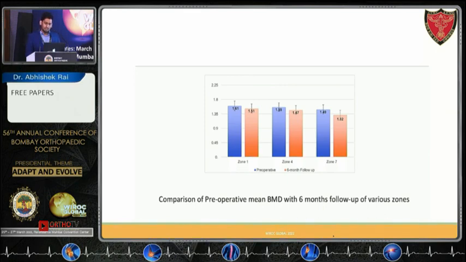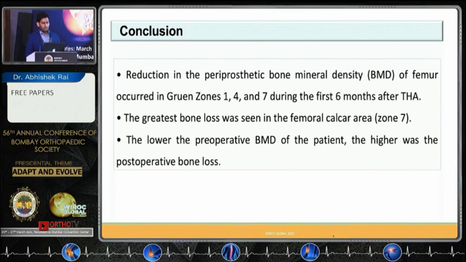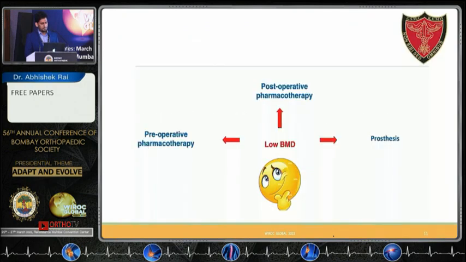But out of these three zones, the maximum reduction in the bone mass was seen in zone 7, that is the calcar area. So we concluded that a reduction in the periprosthetic bone mineral density of the femur occurred in Gruen zones 1, 4, and 7 during the first 6 months after the THA. The greatest bone loss was seen in the femoral calcar area, that is zone 7. The lower the preoperative BMD of the patient, the higher was the postoperative bone loss.